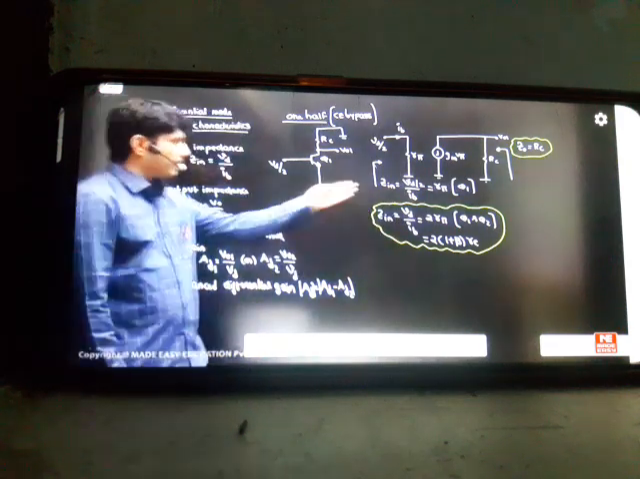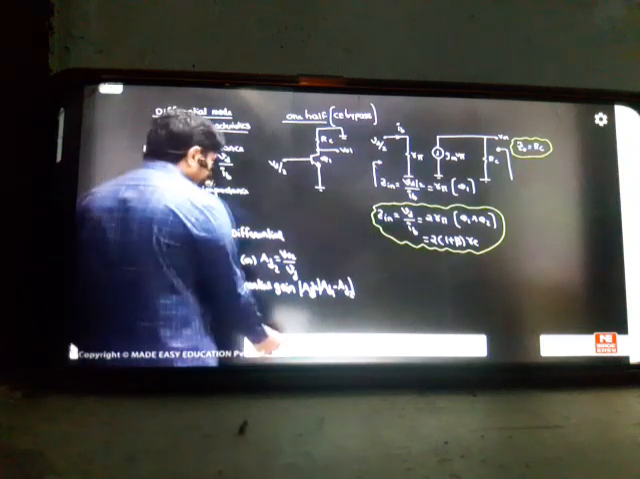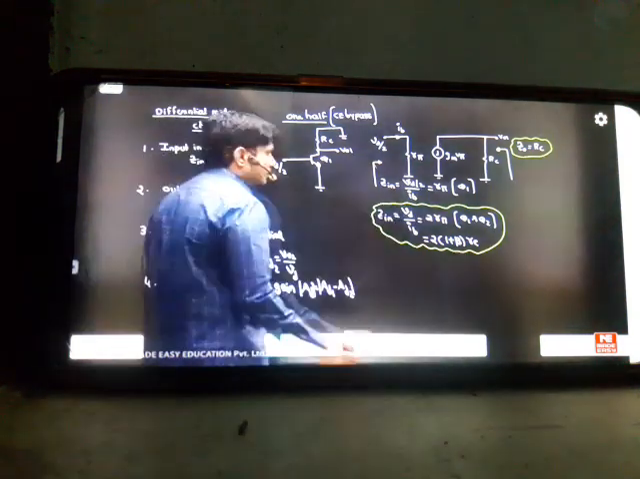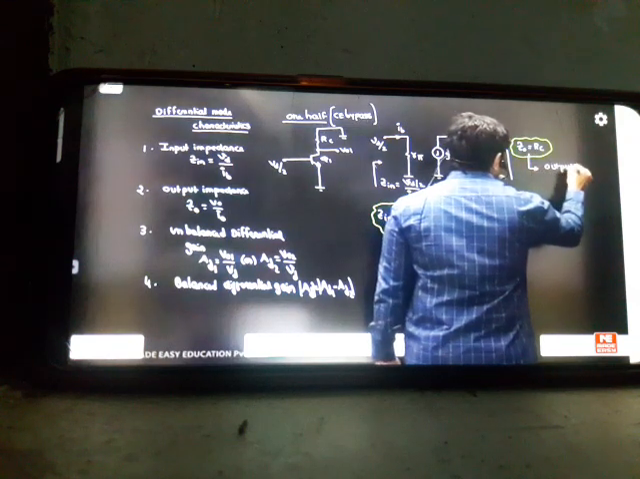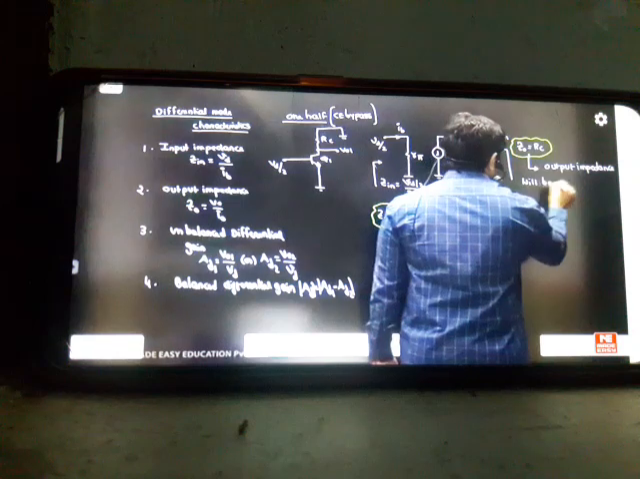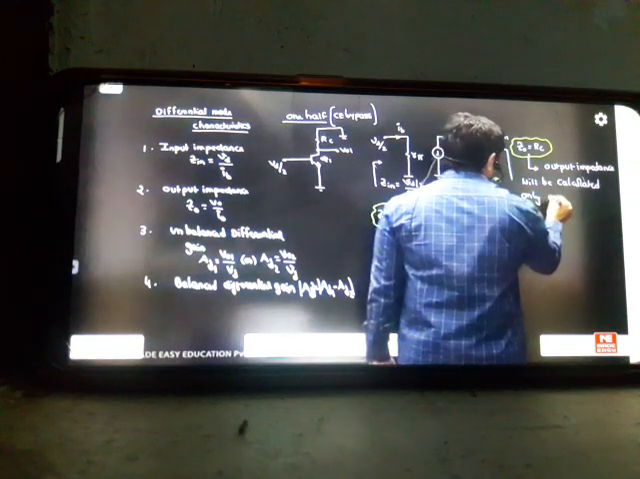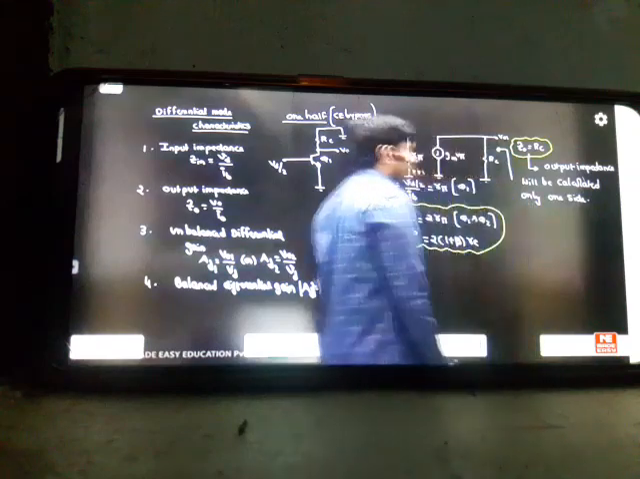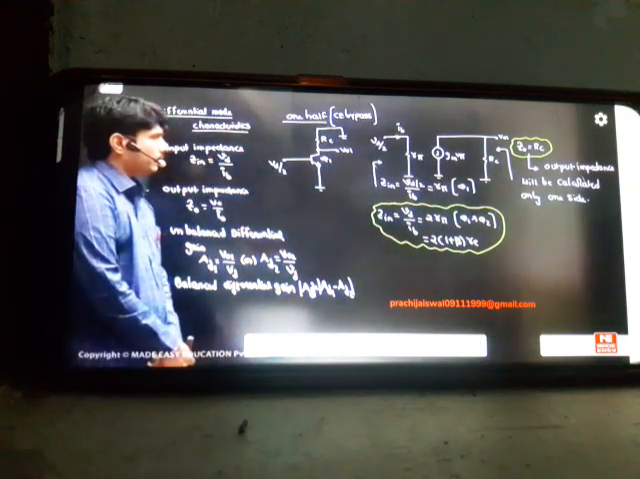So the trick applied: for one transistor it is R pi, then for two transistors it will be 2 R pi. And the output impedance will always be calculated only for one side. Not two sides will be calculated. If you calculate one side, it will be RC. So only one side you have to calculate the output impedance. These are the two beautiful things we can cover in the class.